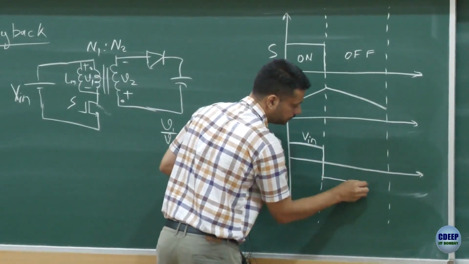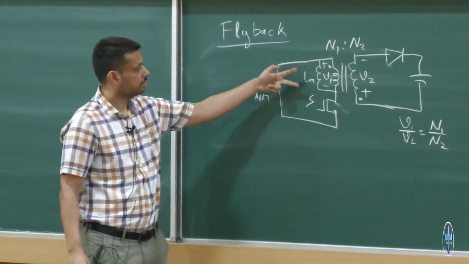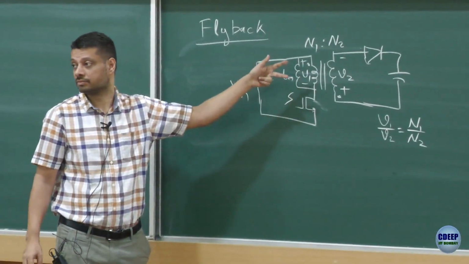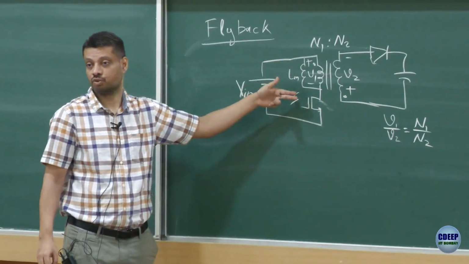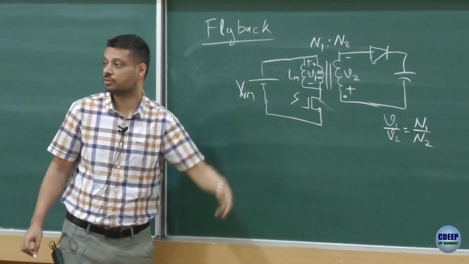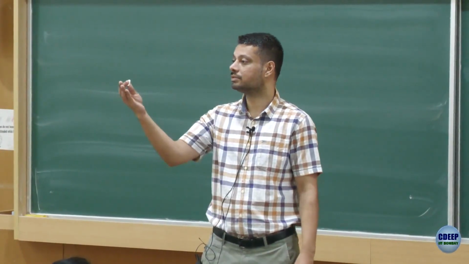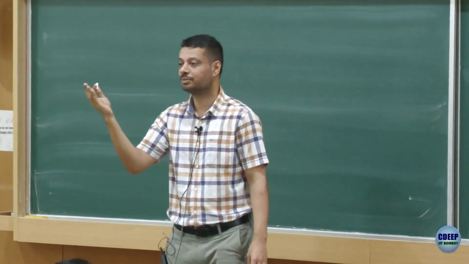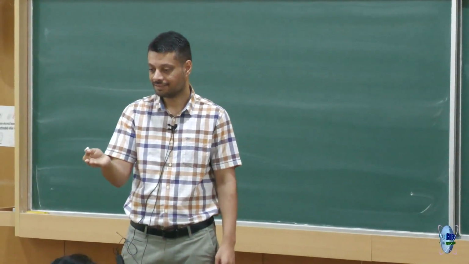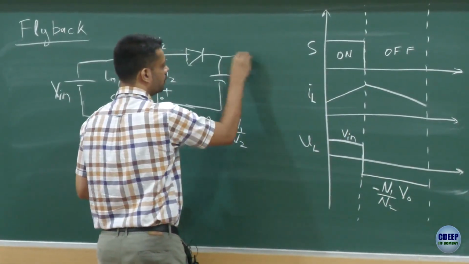When the switch is off, the voltage across the inductor is equal to V1, which is equal to minus N1 upon N2 times VO, where this is the output voltage, right?